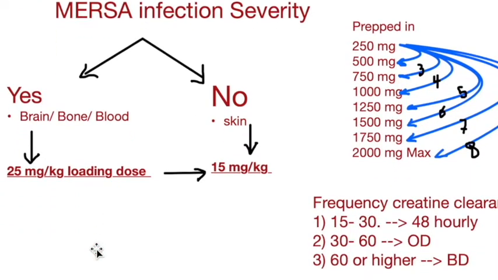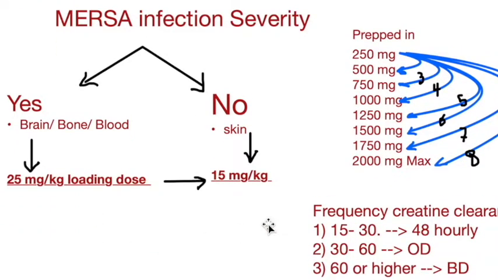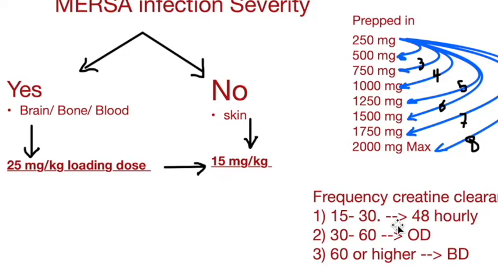Okay, I promise one more rule, and that's the frequency. So let's say you do all of this, you understand how many milligrams you're supposed to give your patient, but will you give it once a day? Will you give it twice a day? How often would you give it? This is the rule. In order to find out how many times to give this drug to your patient, you need to look at their creatinine clearance. And this will be given in the question, okay? So you look at the patient's creatinine clearance. If the creatinine clearance is between 50 to 30, you give it 48 hourly. If it's between 30 to 60, you give it once a day.